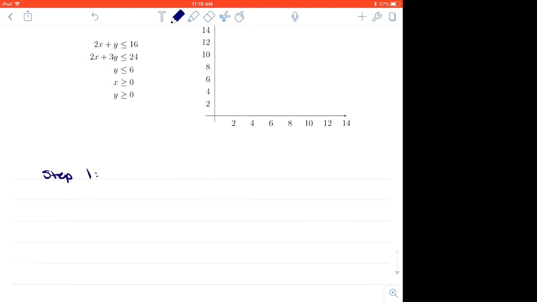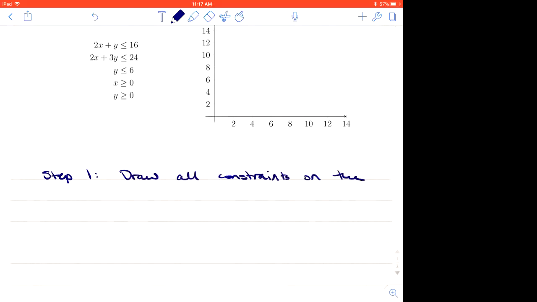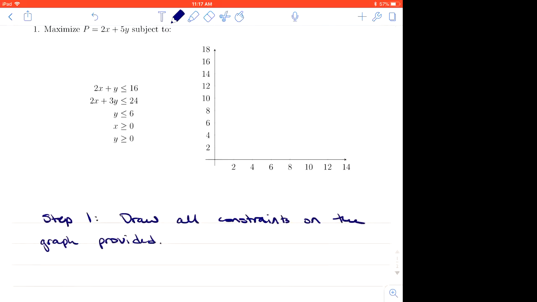So step 1 is to draw all constraints on the graph provided. What's nice is that the practice problems in the textbook don't give you the graph, so you have to make up your axes, which can be tricky. But on the test, I'll give you something like this, so it's easier to start off with. Okay, so what do we want to do?